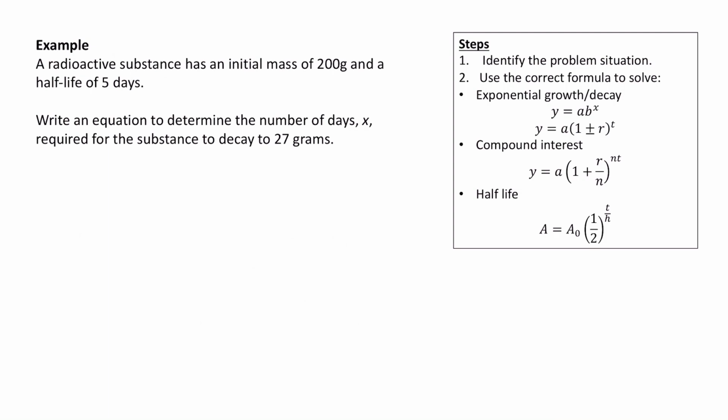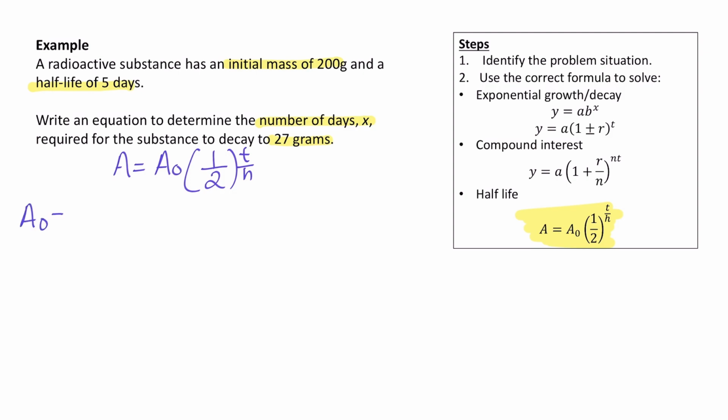So in this problem it says a radioactive substance has an initial mass of 200 grams and a half-life of 5 days. Write an equation to determine the number of days x required for the substance to decay to 27 grams. So whenever we're talking about radioactive decay, we're going to use this half-life formula, right? So we have A equals A naught times 1/2 to the t over h. Okay, so let's substitute in what we have.